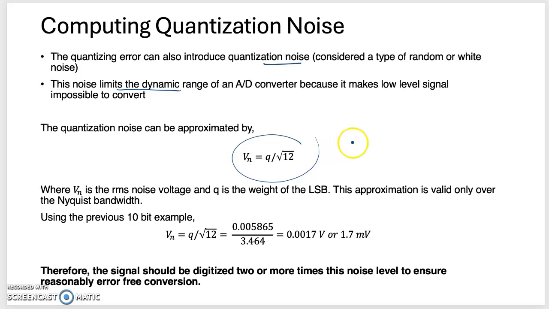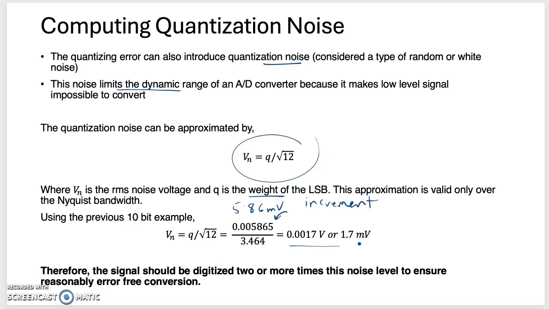12 is fixed, Vn is the RMS noise voltage, and Q is the weight of the LSB. So how do we calculate the weight of the LSB? Basically, the weight of the LSB is the increment for your bit. Using the previous 10-bit example, we know that it was 5.86 millivolt. So this is where they got the value. And the square root of 12 will give you 3.464. And this will give you a quantization noise of 1.7 millivolt.